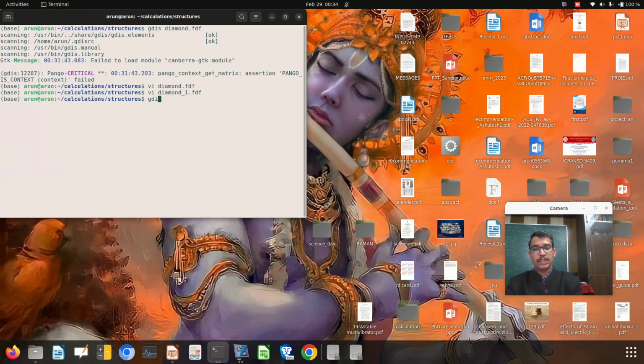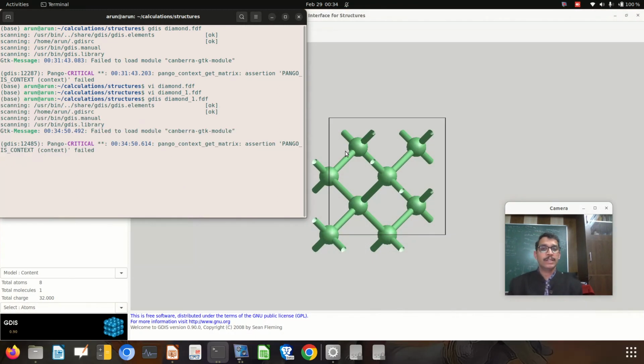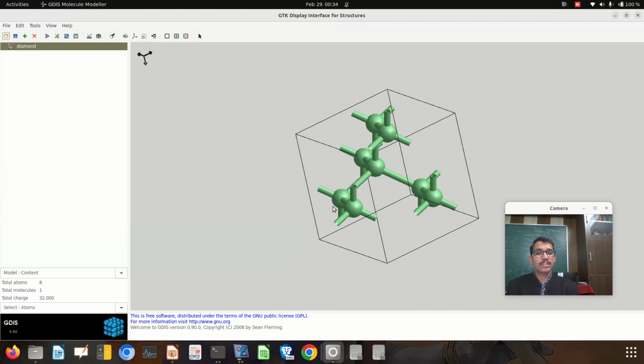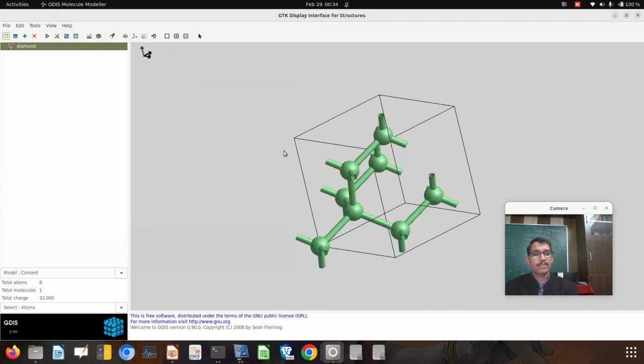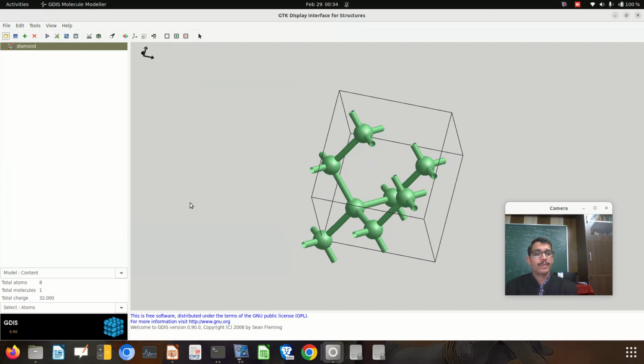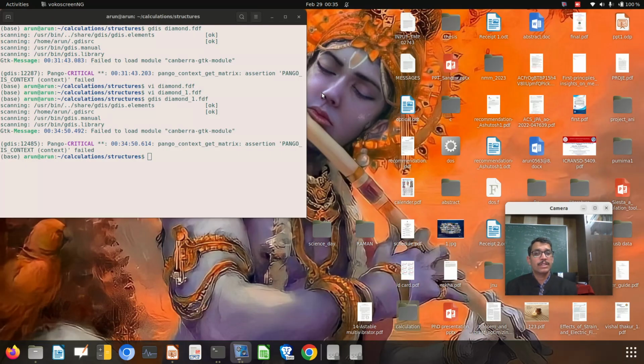So GDIS, it is a diamond _1. See, this is the structure which we have seen in our textbook so many times. So this is a diamond structure actually. So this is it. And after that, let me talk about the sodium chloride structure.